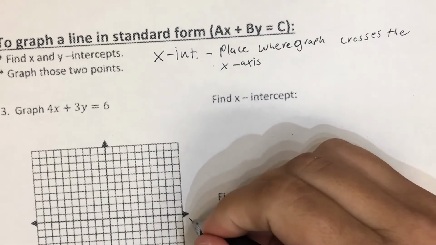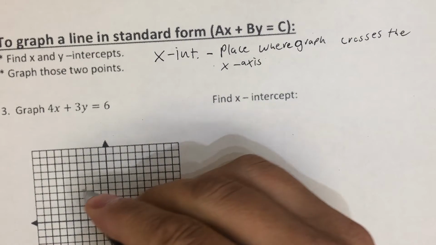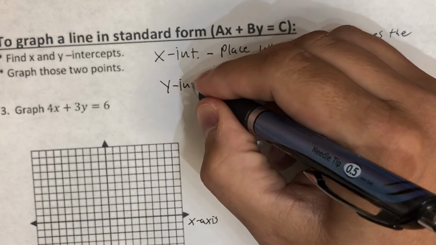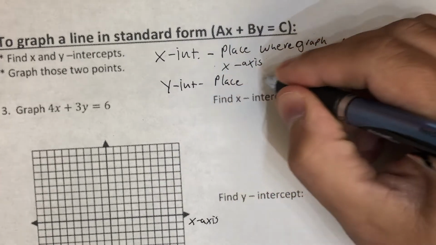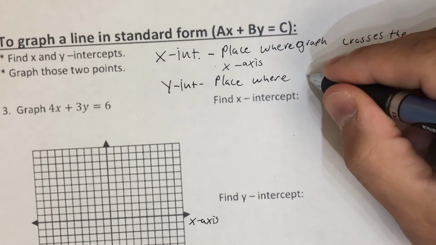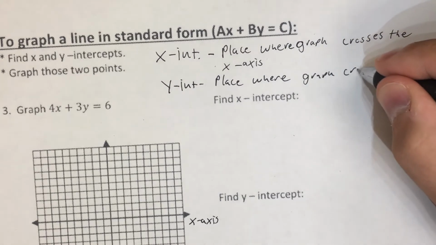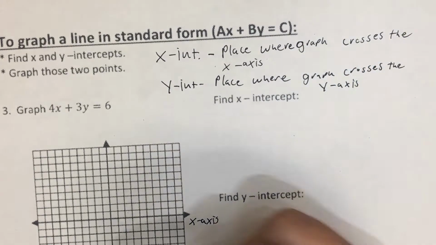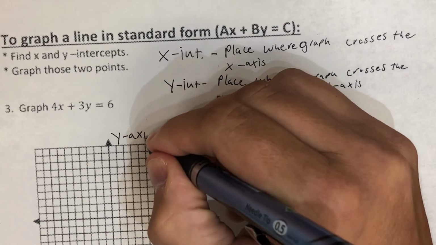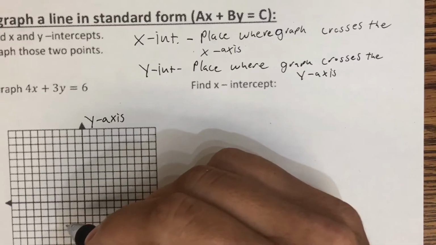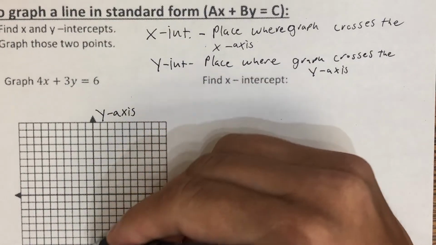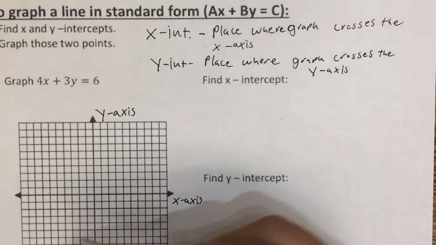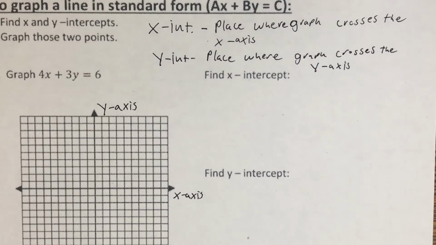Now keep in mind the x-axis goes left and right, so it's going to cross somewhere on here, left and right. Our y-intercept is the place where the graph crosses the y-axis. Okay, so our y-axis is the one that goes up and down, and our graph's going to cross it somewhere there. It'll look something like a horizontal or a diagonal line going left to right or right to left, up and down. It'll just vary.